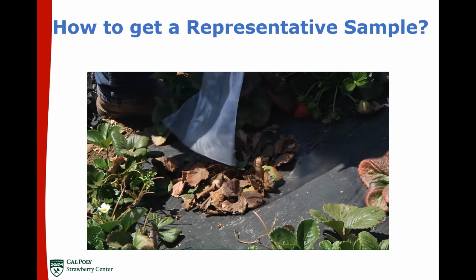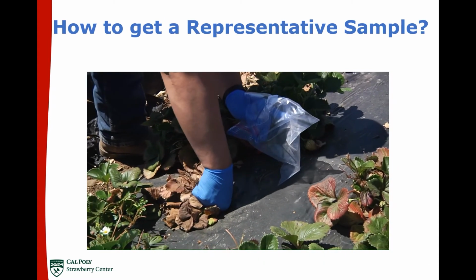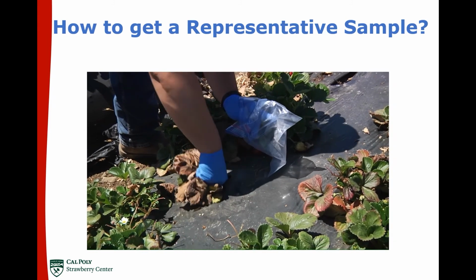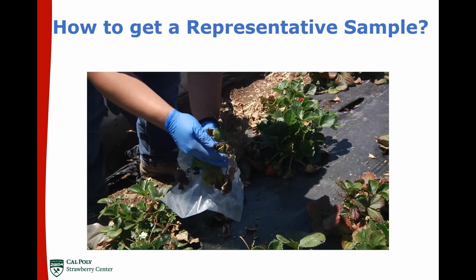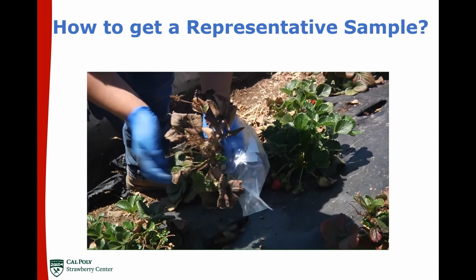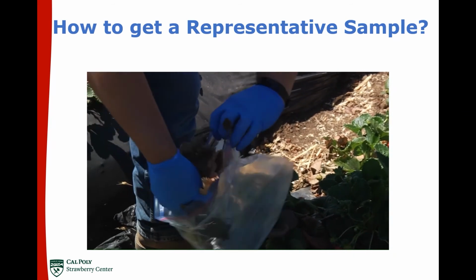One of the important pieces of solving the puzzle is to provide a representative sample. We don't want samples too dead or too healthy. It is more likely that we find the pathogen in a dying plant like this.